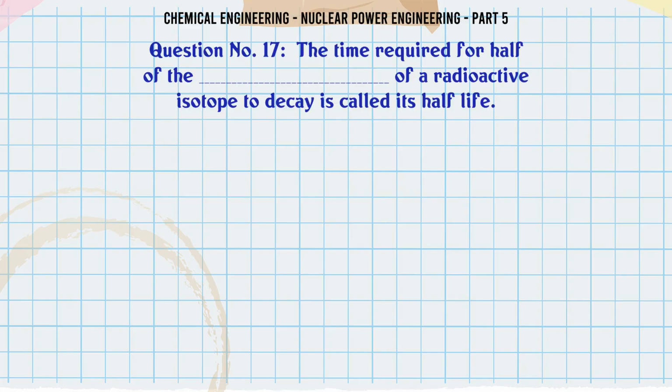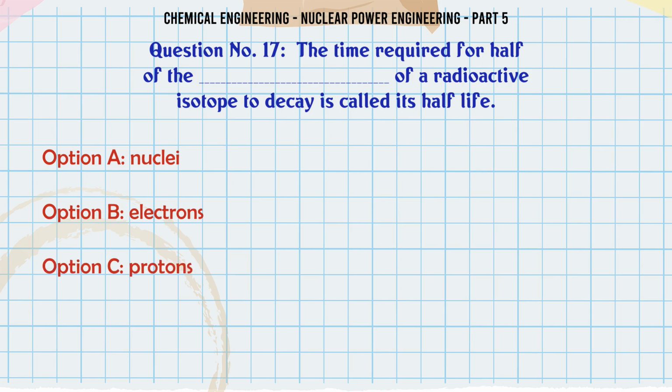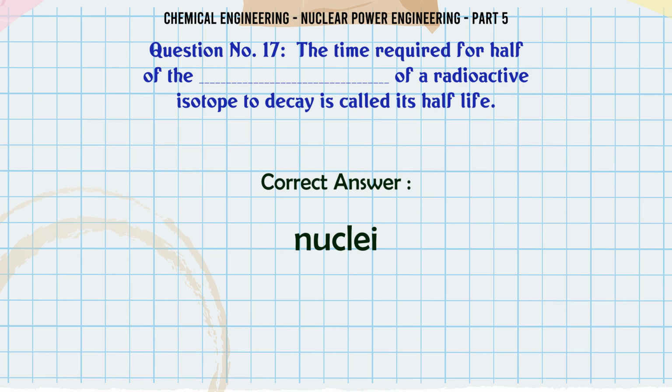The time required for half of a radioactive isotope to decay is called its half-life. A. Nuclei. B. Electrons. C. Protons. D. Neutrons. The correct answer is nuclei.